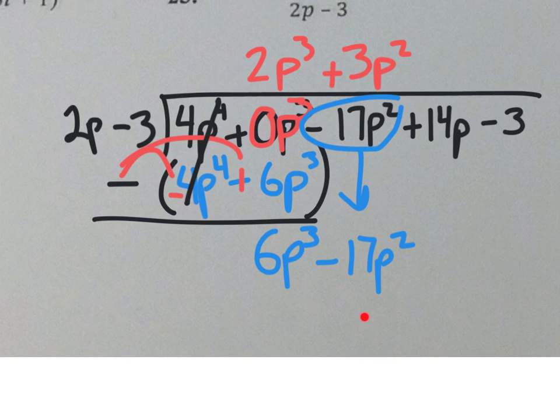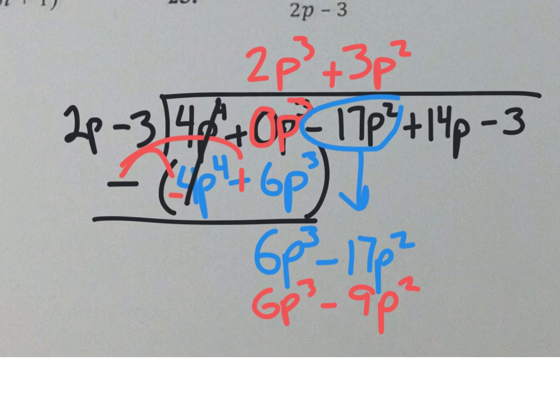And notice that my p squared is on top of my p squared on top of my p squared. Everything's organized. Okay? So I'm going to distribute 3p squared times 2p. That is 6p to the third. That'll be right here, 6p to the third. And then 3p squared times negative 3, that will be negative 9p squared.